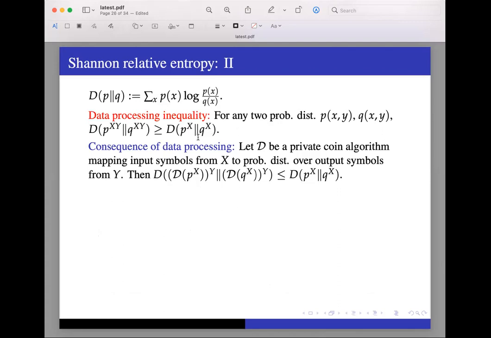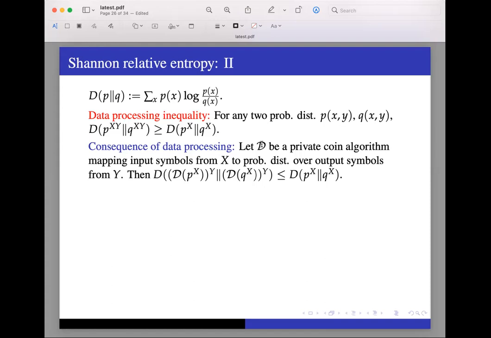So this is relative entropy. This is data processing. A consequence of this data processing inequality is what Shannon just said. So let us say this calligraphic D is a private coin algorithm mapping input symbols from X to probability distributions over output symbols from Y. I use calligraphic D to remind you of the decoding, the private coin decoding algorithm, but in general it could be any private coin randomized algorithm.